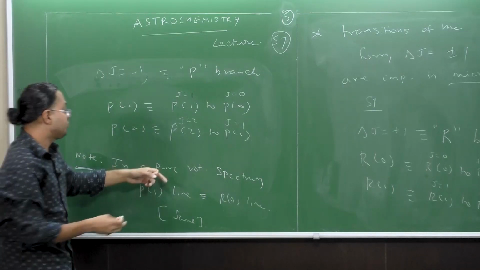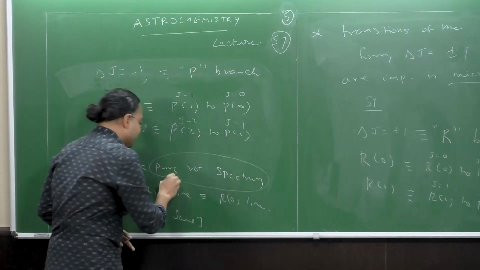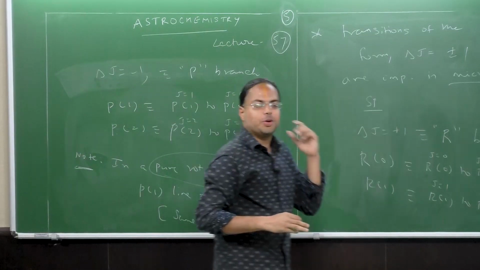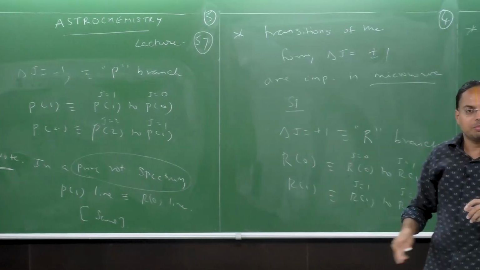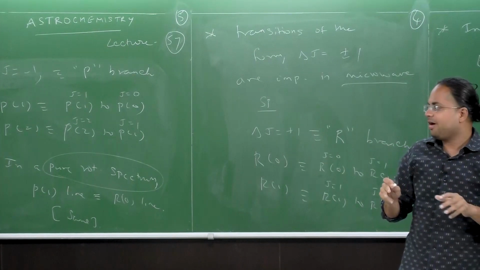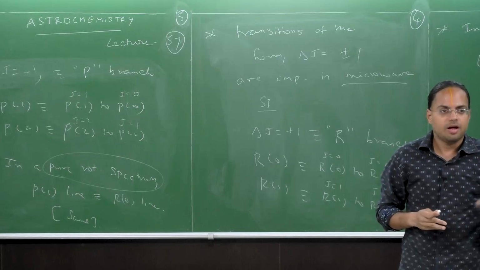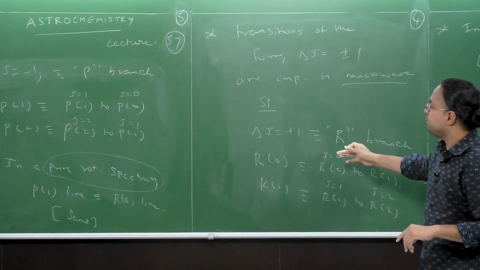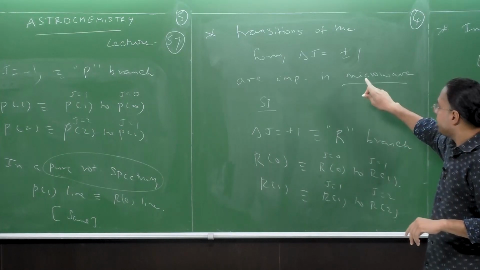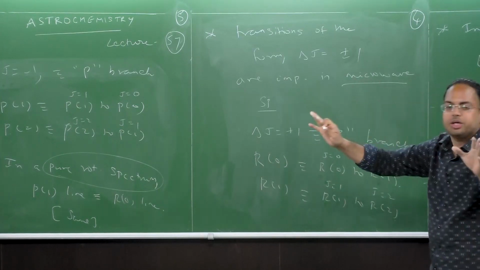Okay, but this is true only in a purely rotational spectrum. The moment you talk about some vibrations also coming into the picture, there are going to be some deviations in the lines noted. Are we clear? So these are just some popular terminologies which are used in the context of microwave spectroscopy, that is purely rotational spectrum.